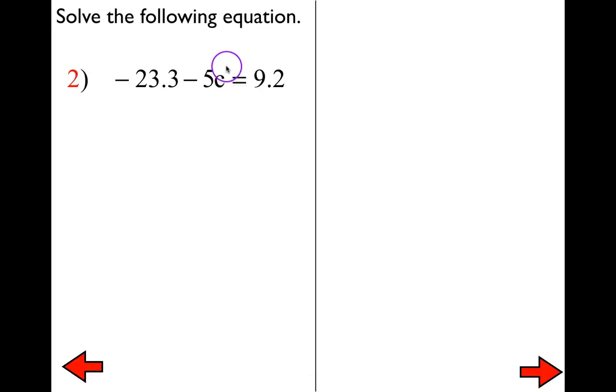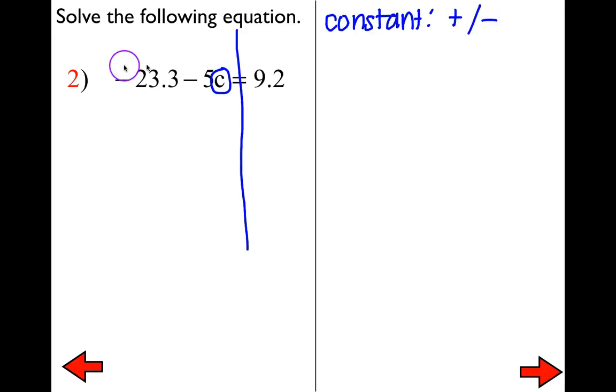Same step as before. I'm going to circle my variable so that I can see that my focus is on the left side of my equation. So here I'm strictly looking on this side. I'm kind of ignoring the 9 2/10 for now. Again, it is easier to get rid of your constant first because you are undoing the addition or subtraction. So here my constant, once more, is your number without a variable.